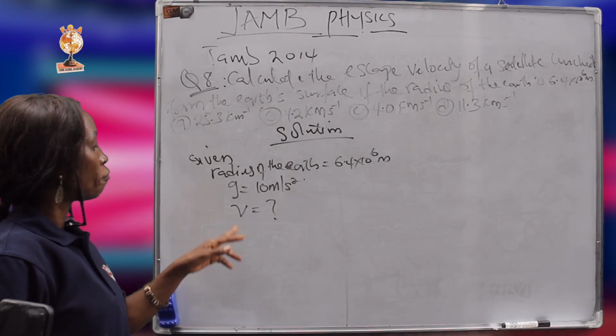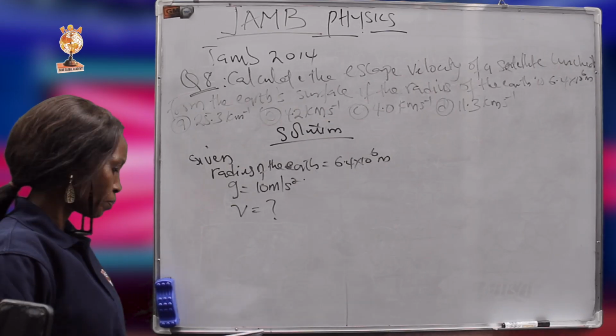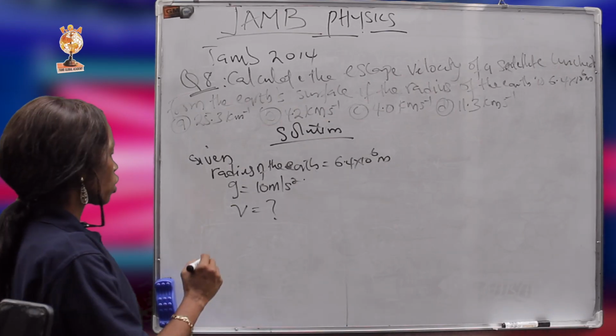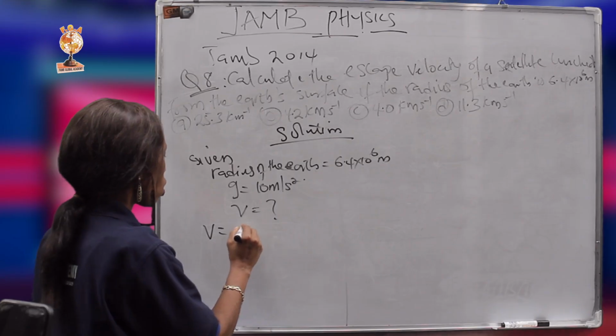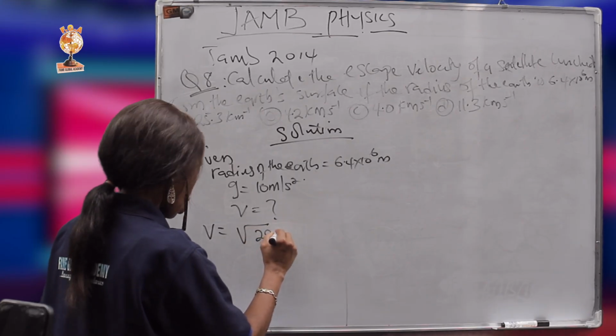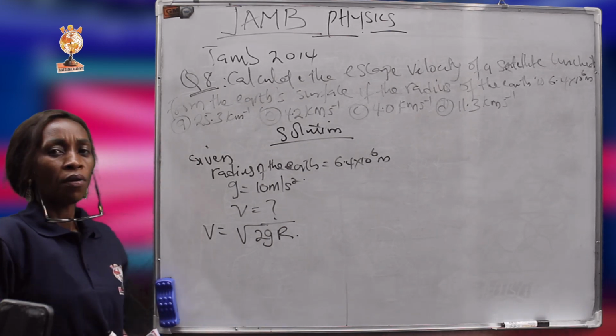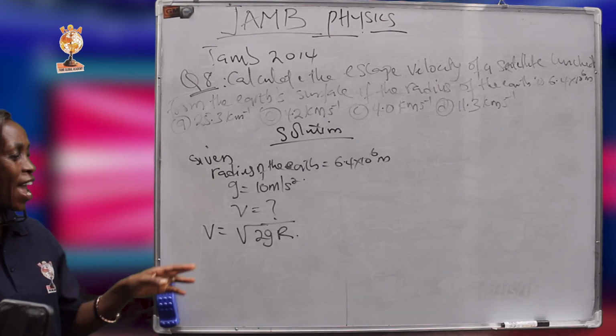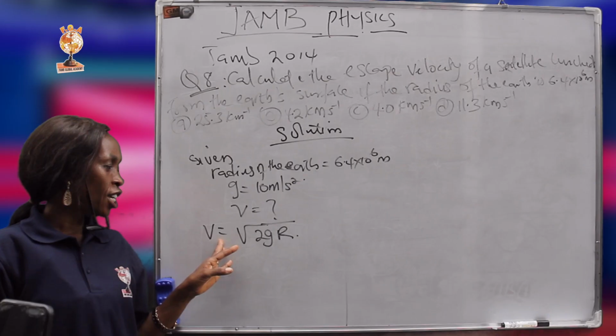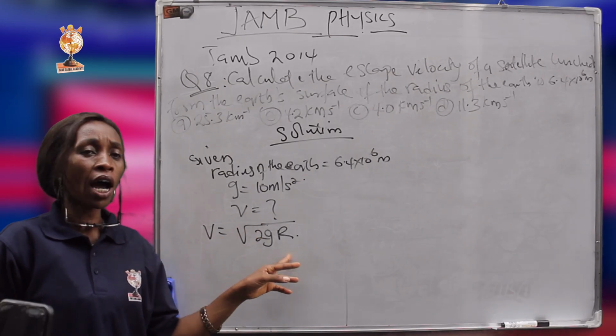Now I'm asked to find v, which is the escape velocity. The formula for escape velocity is v is equal to the square root of 2gr. Now, this is the formula for escape velocity: v is equal to the square root of 2gr.